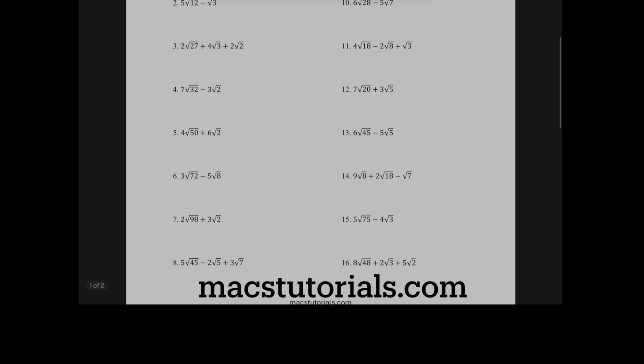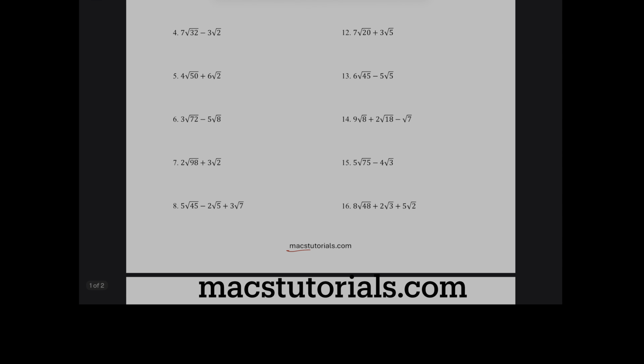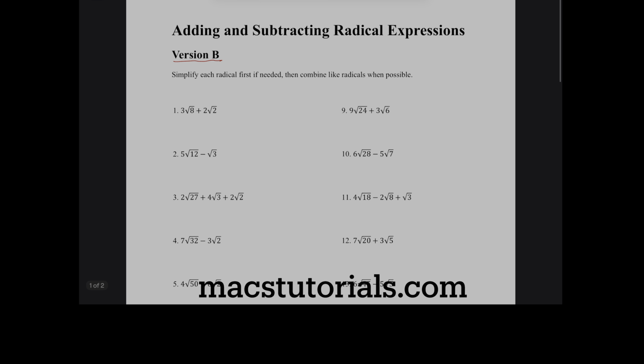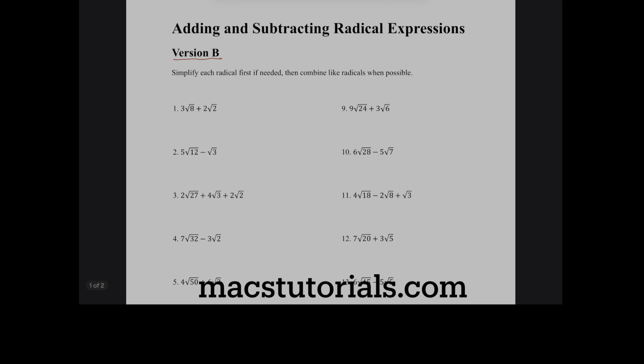If you don't know where that is, all you have to do is go back to maxtutorials.com, and when you go there, look up radical expressions, and this will be in the section adding and subtracting radical expressions. All these worksheets go in order, so you have to know how to do A in order to do B. And the big thing that we talked about is that the radicals have to be the same in order to add. So I look at these, guess what?